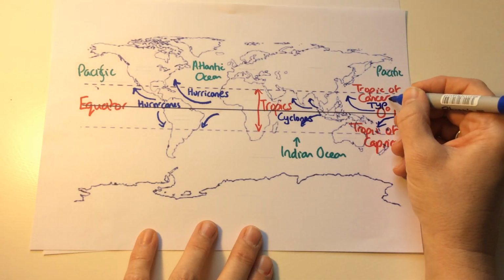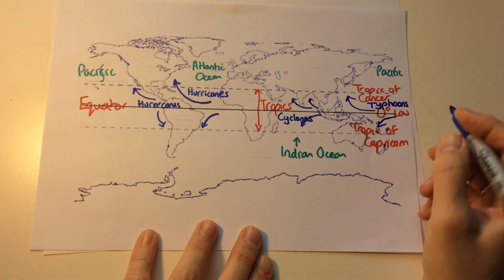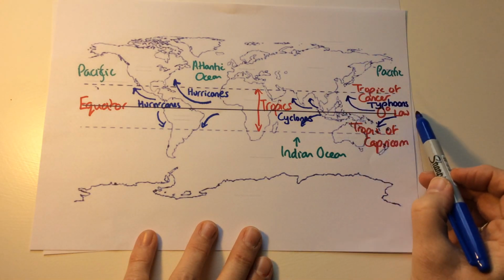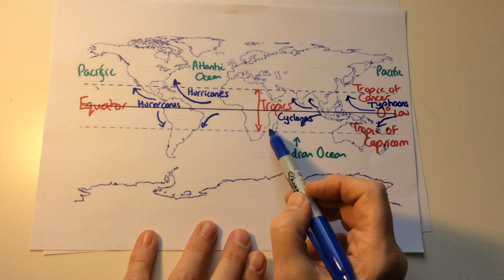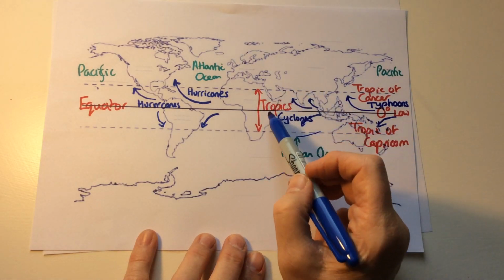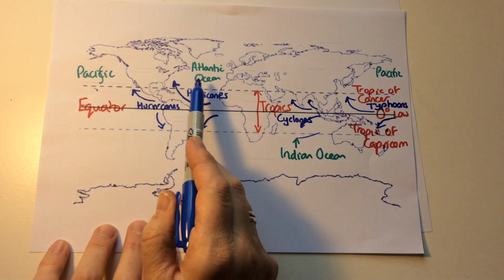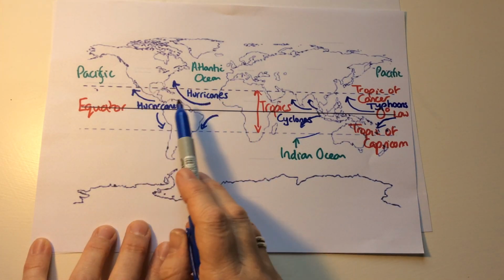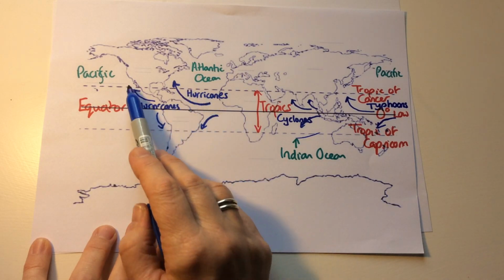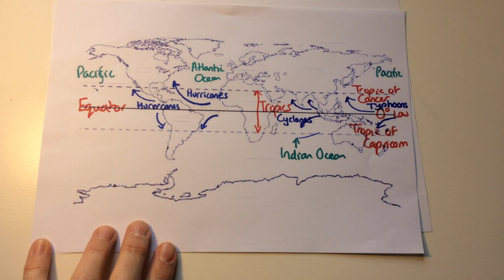Typhoons. So typhoons are tropical storms affecting the Western Pacific. Cyclones are tropical storms affecting the Indian Ocean. And near to the Americas, they're called hurricanes, mainly in the Atlantic, but also on this side of the Pacific.